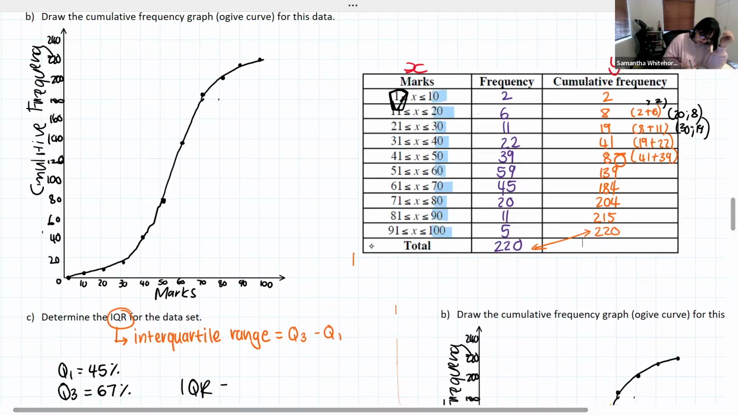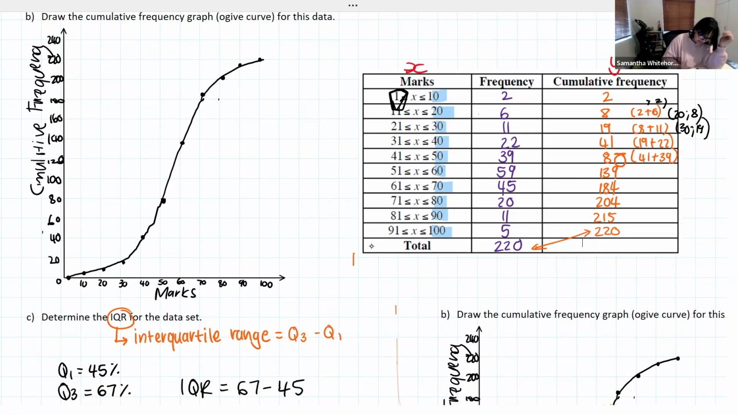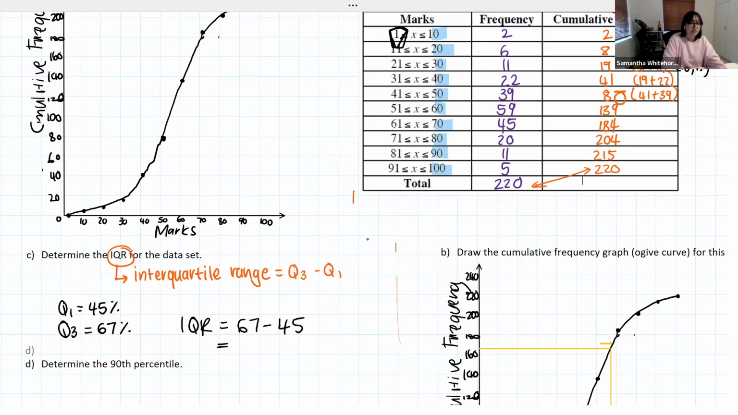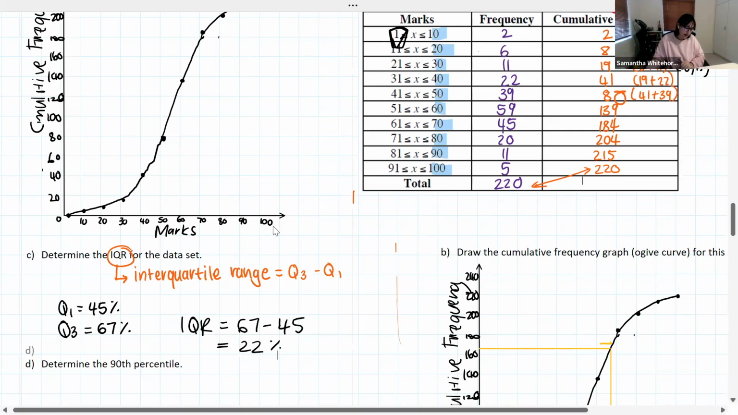And so our interquartile range is 67 minus 45. That's it. We don't have to do anything more than that. Gives us, remember, the spread of our middle 50% of our data set. So 67 minus 45 is something. 22. Don't know why I doubted myself. So there is a spread of 22% in my middle 50% of my data. So whenever you are asked something to do with quartiles, you actually need to go and read it off your graph using what we already know about quartiles.